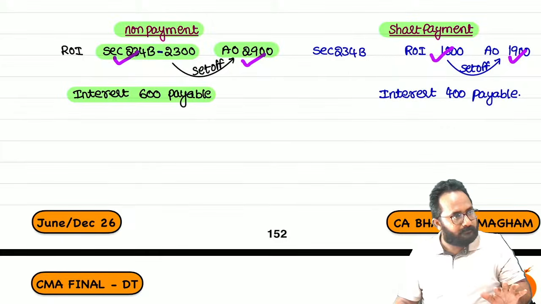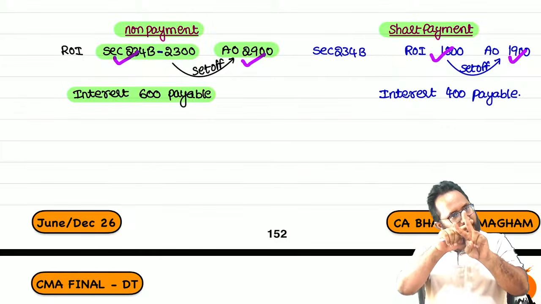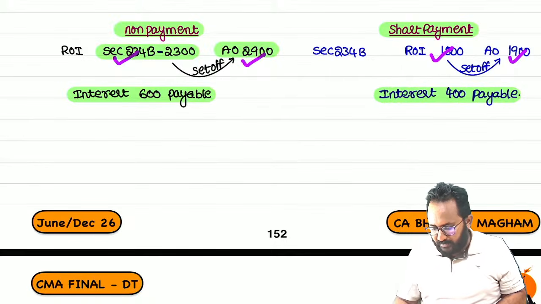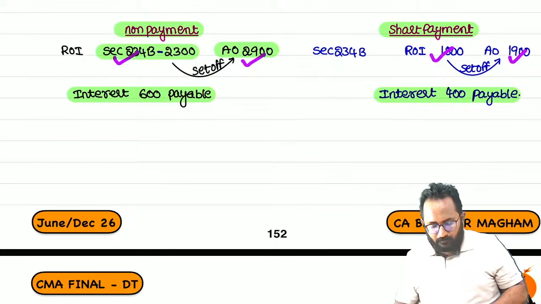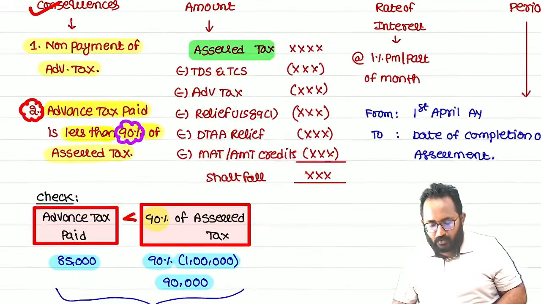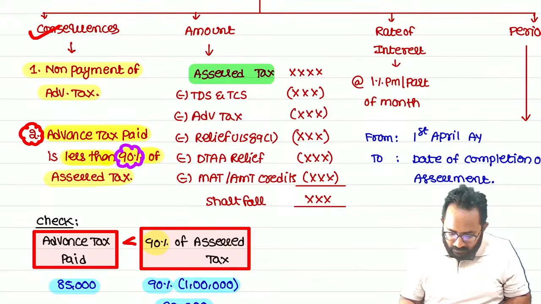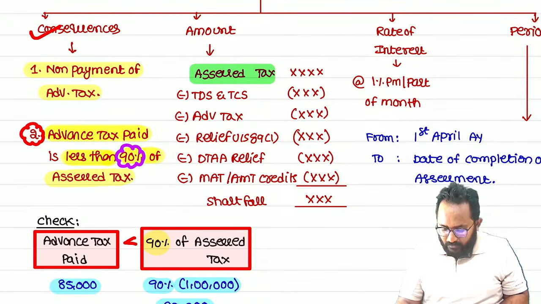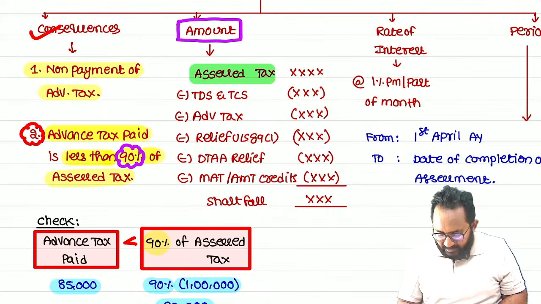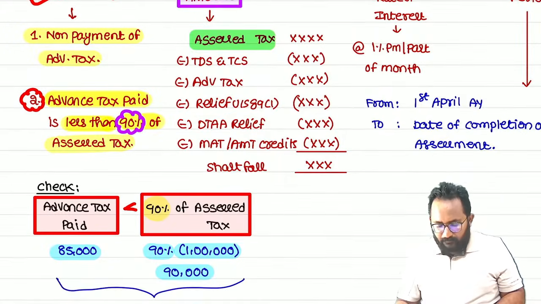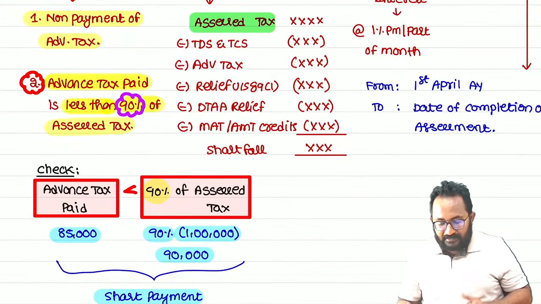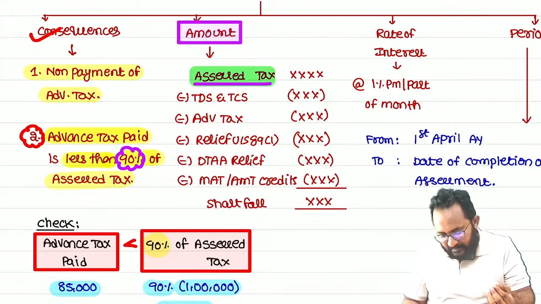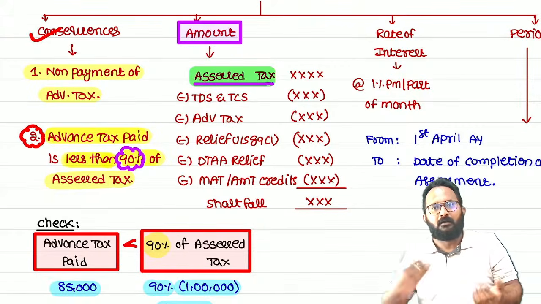In 234B, for non-payment both will calculate, and for short payment also both will calculate. Understood? Now, on which amount do we have to calculate interest? Remember, listen carefully. On assessed tax minus advance tax and TDS. Assessed tax means, at the time of the assessee's computation, self-assessed tax. At the time of the AO's computation, the tax determined by the AO.